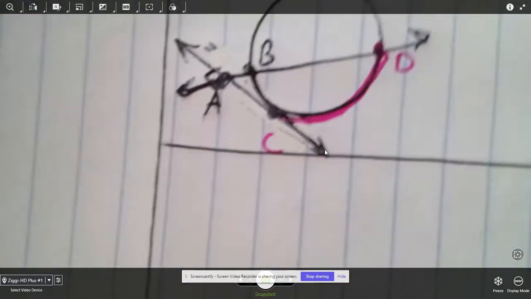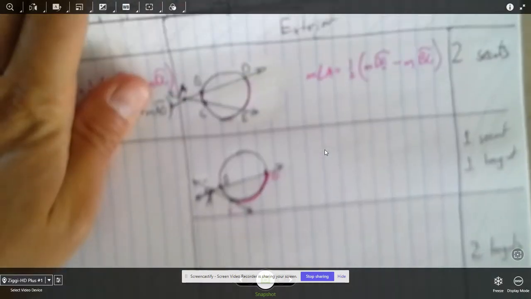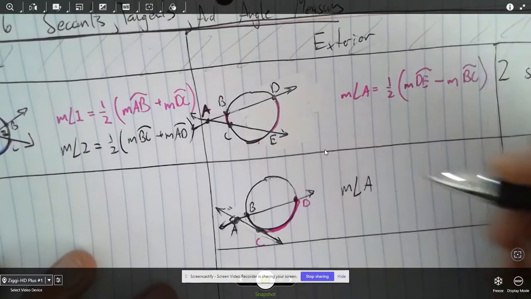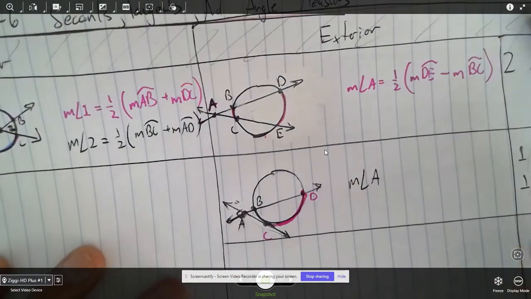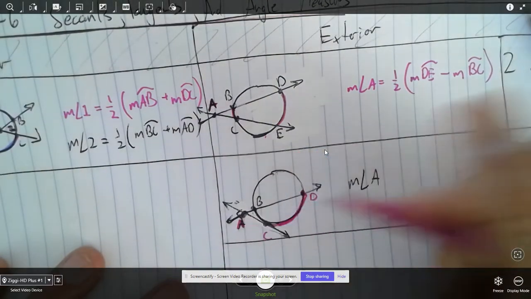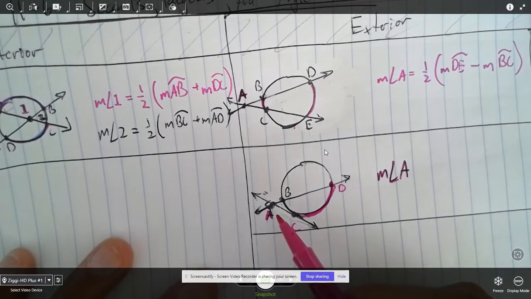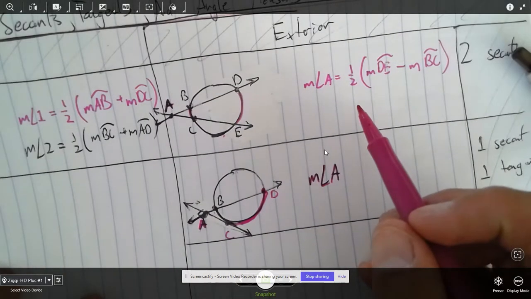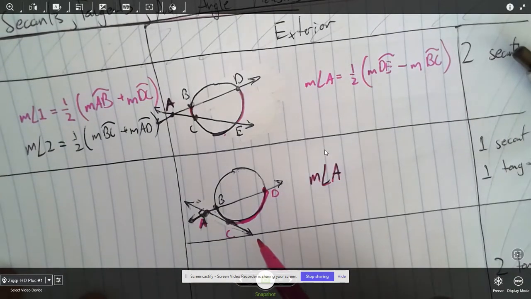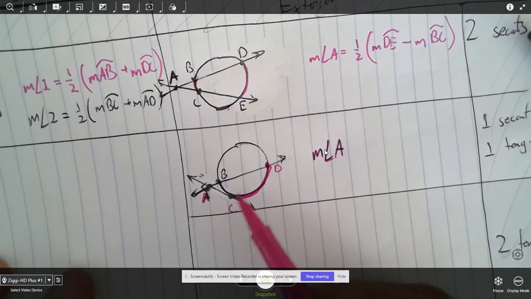Let's back up to the big picture now. If I wanted to find the measure of angle A, what is that going to look like? I'll color code that. You might see there's a theme here. The measure of angle A is simply the same thing as right here. They're actually not different, it's just different scenarios, but in any case, if you have two lines intersecting on the outside, either secant or tangent, it's going to be the same formula.